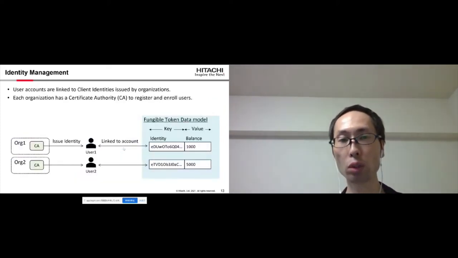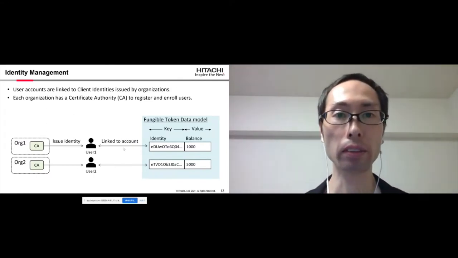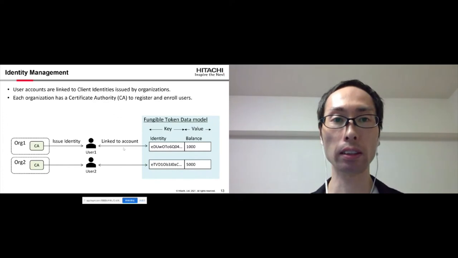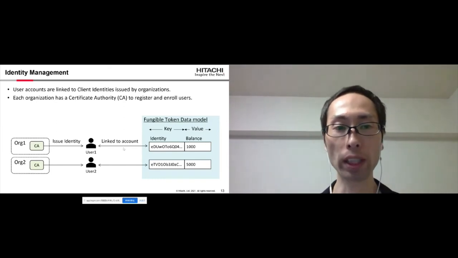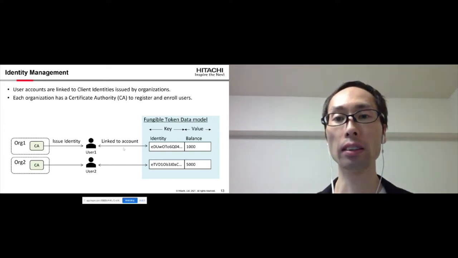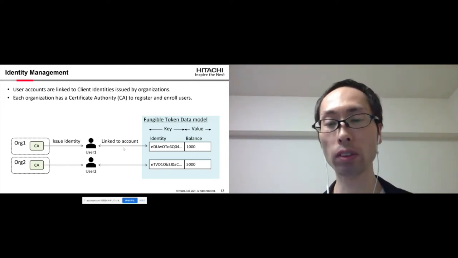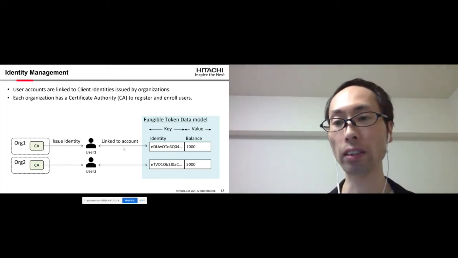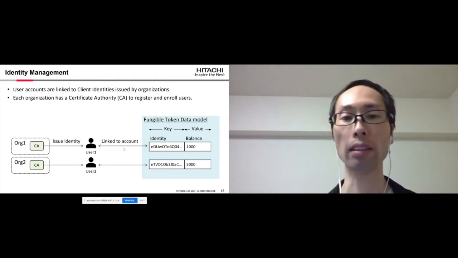So the token smart contract uses identity management. User accounts are linked to client identities issued by organizations. Each organization has a certificate authority to register and enroll users. In this graph, Org 1 has a CA, and the CA issues an identity for user 1. And user 1 has an account in fungible token. The fungible token has key value data. The key is the identity of the user, and the value is the balance of the user. So this is how a user is linked to an account.